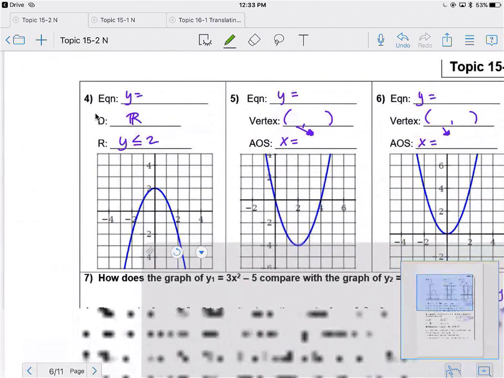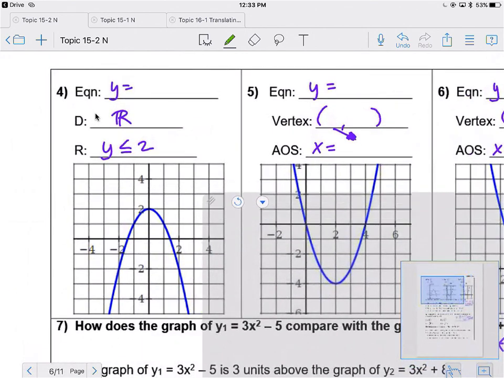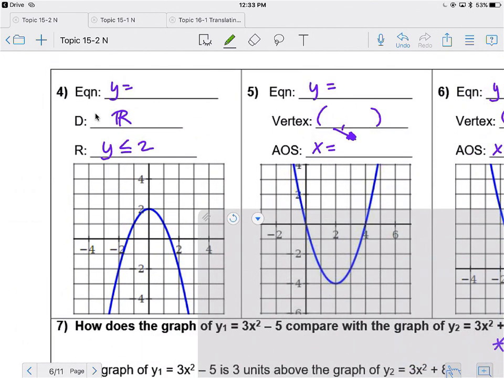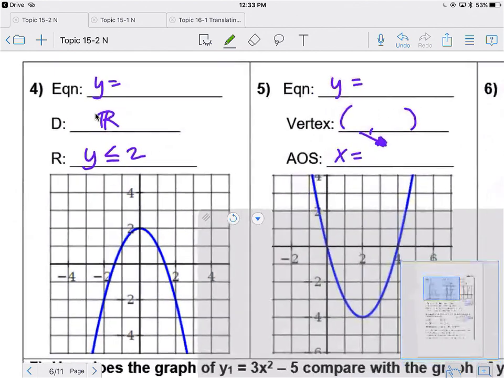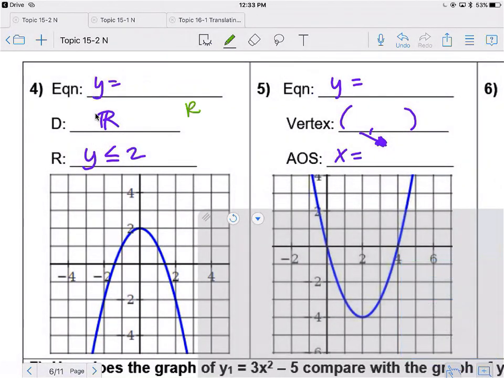So on the back, we're being given graphs and asked to write our equation. In order to write this, I'm going to list a couple of things that are happening. First, I can see that it's being reflected because I have a max instead of a min. I can also see that my vertex shifted up 2 units. I didn't go anywhere left or right.